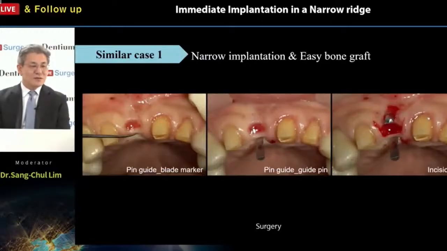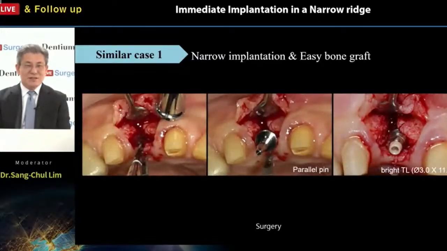So in this case, after insertion of the pin, Dr. Chung made an incision on the labial portion. Why? During the pin insertion procedure, he recognized a defect on the labial side. So he decided to make an incision and flap reflection. As you can see, on the labial portion, some bone dehiscence and bone defects are shown.